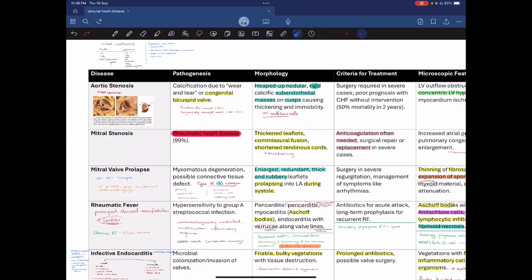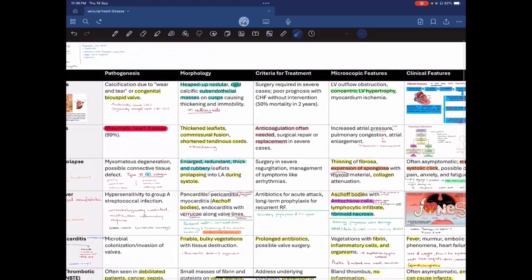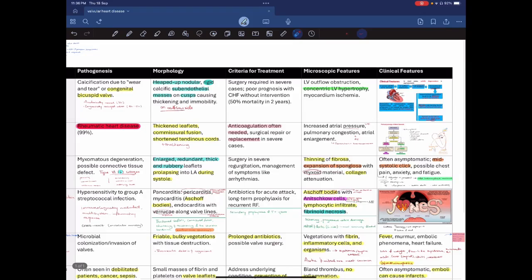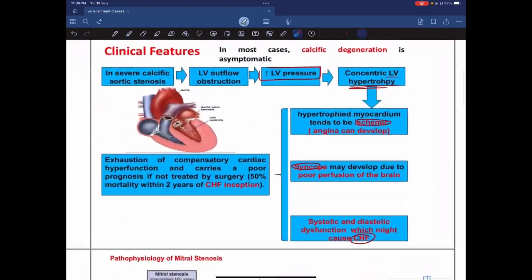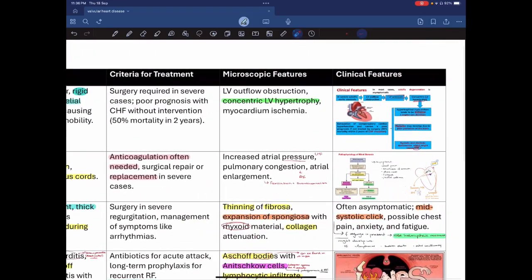It is very dangerous because it is the most dangerous valve disease. In most cases, it leads to death if left untreated. What will happen? Let's go to the clinical features before we talk about the treatment and the microscopic.